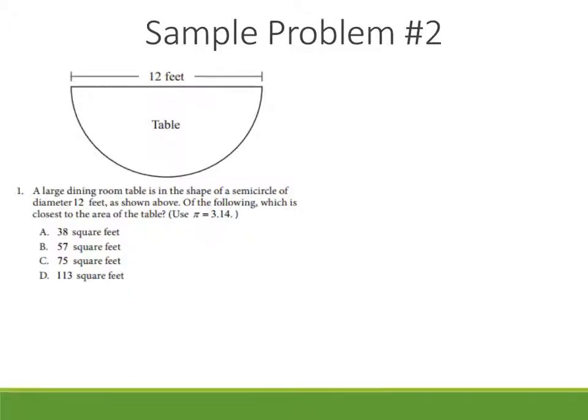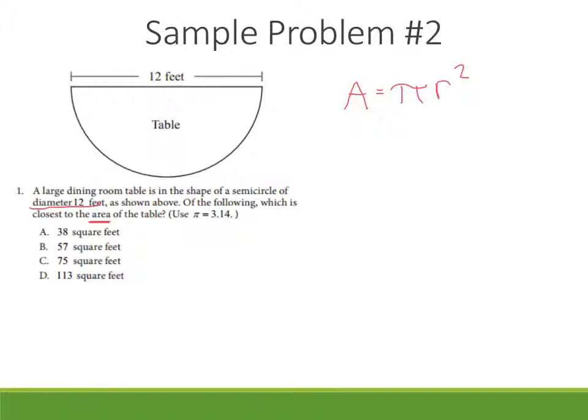A large dining room table is in the shape of a semicircle of diameter 12 feet as shown above. Of the following, which is the closest to the area of the table, and here they told us that pi is going to be 3.14 for this question. Okay, so what are the key words in this word problem here? Well, first we know that this is an area, okay, so we need to find area. What's the formula for that again? For a circle, area equals pi times r squared.